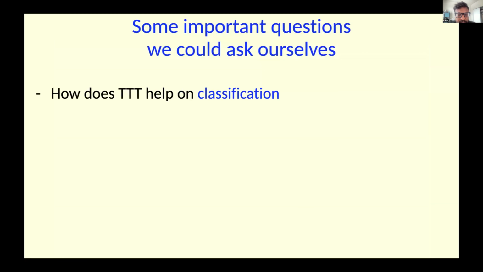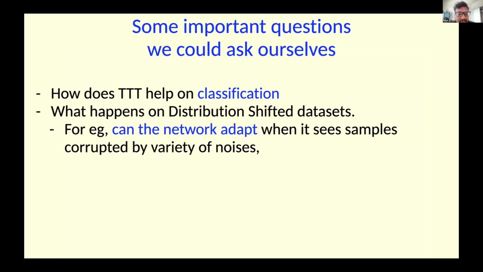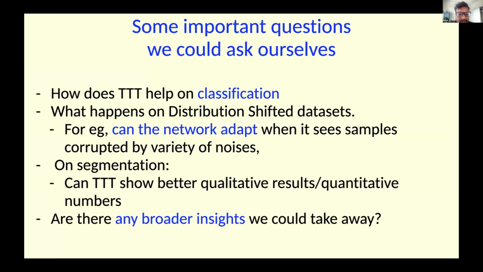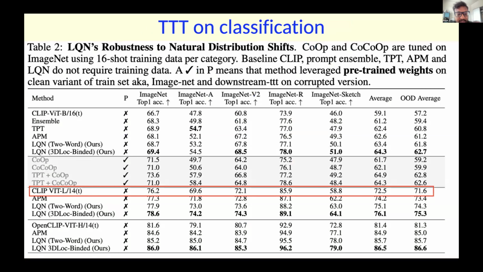So some important questions which we could ask ourselves about this architecture is how does this architecture perform on test time training under classification, and can it adapt to some samples it has never seen before? So for example, if you were training it on ImageNet and then you are trying to see how it adapts to some setting like fog, noise, or maybe some bad weather or things like that, that would be pretty interesting. So are there any better insights which we could take away?